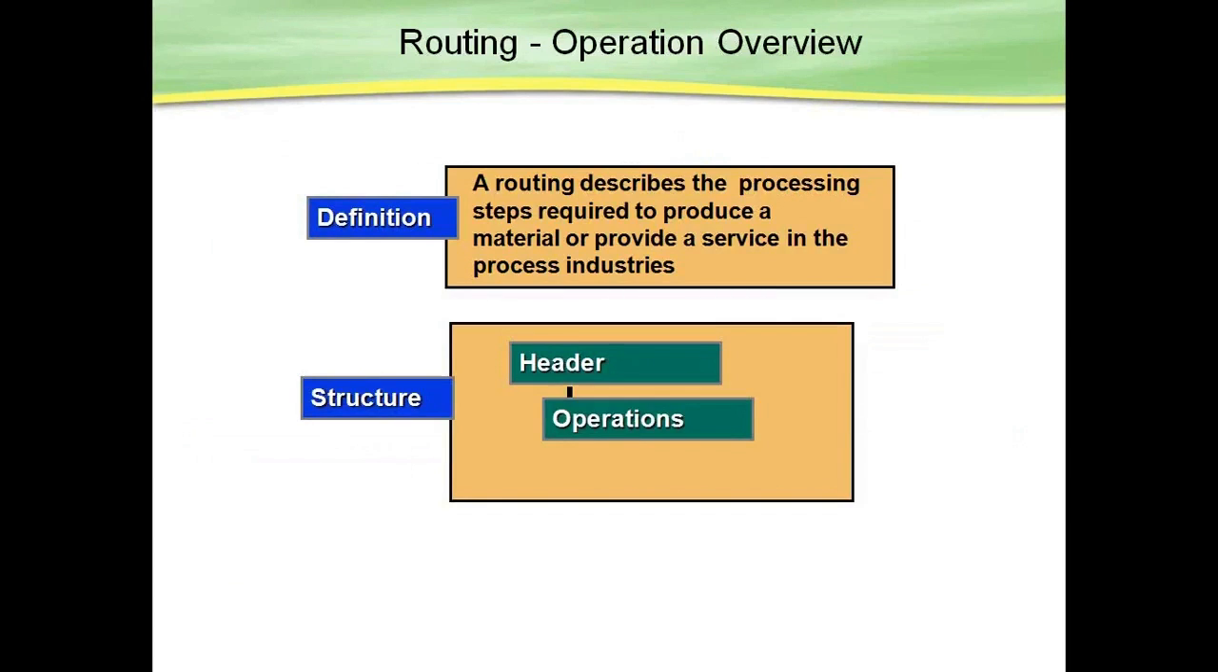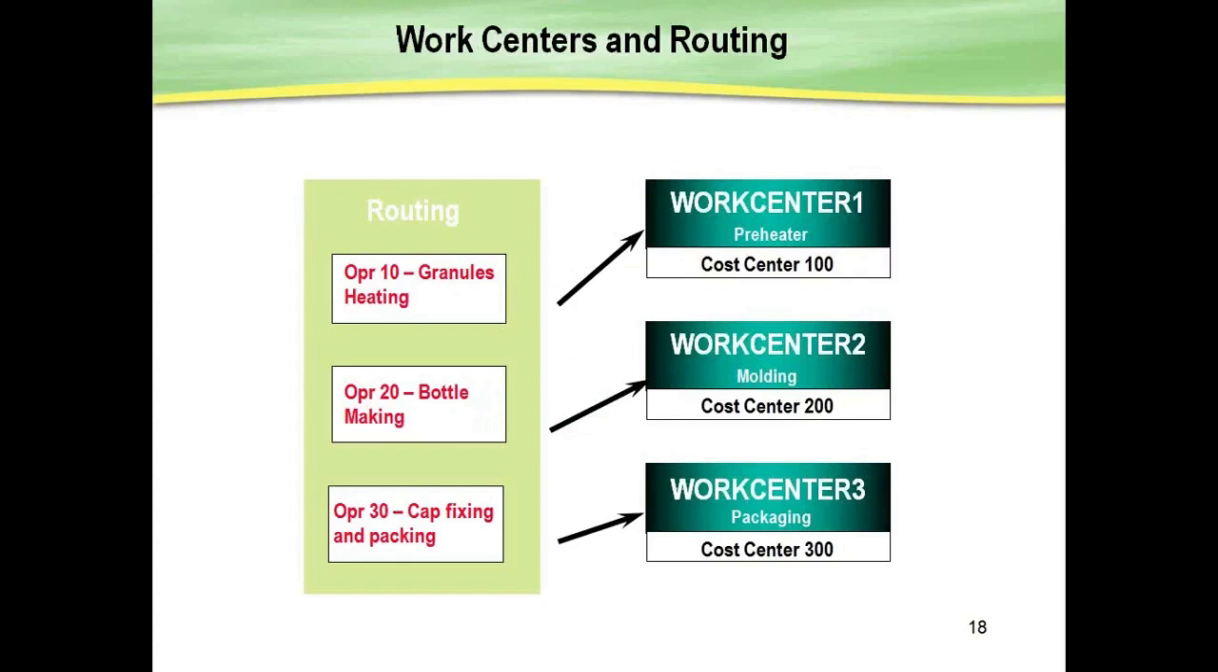Now the third master is your routing. Routing describes the processing steps required to produce a material or provide a service in industries. Routing is a list of operations to be performed to get the finished product. This is an example of how the routings and work centers are linked together.